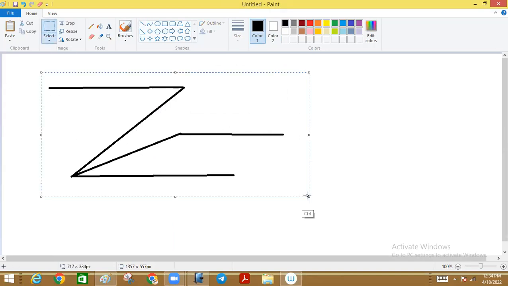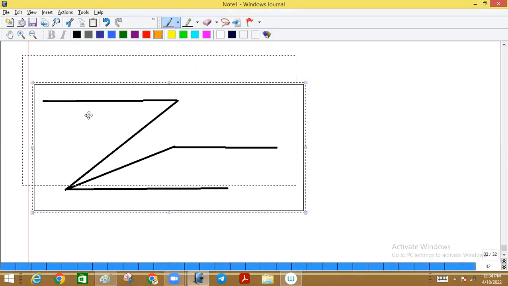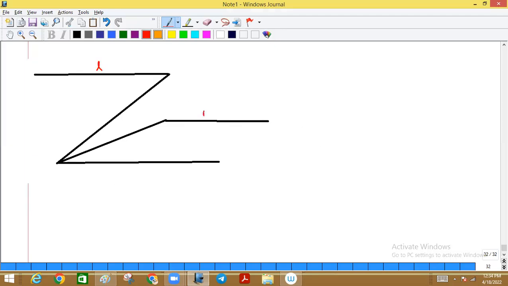I'm giving you 3 lines. I'm saying these 3 lines are parallel: L, M, N. L is parallel to M, is parallel to N.